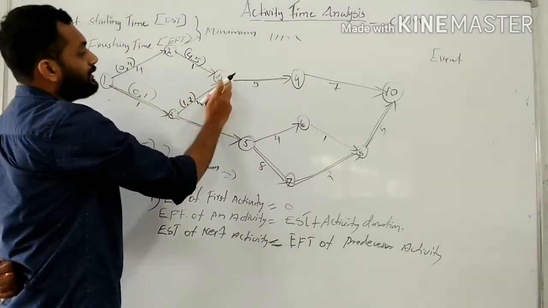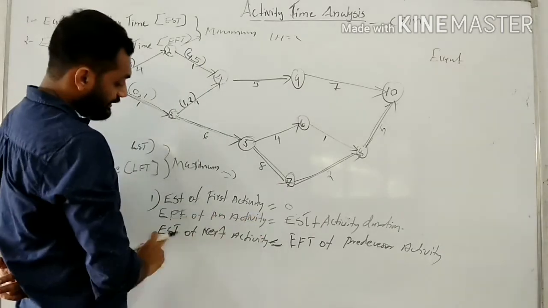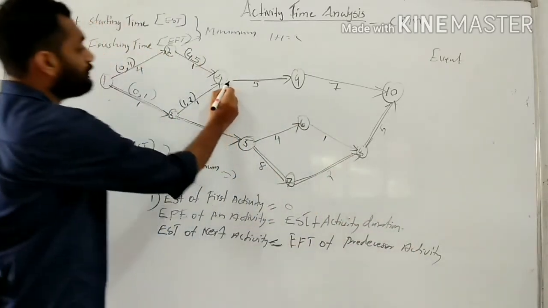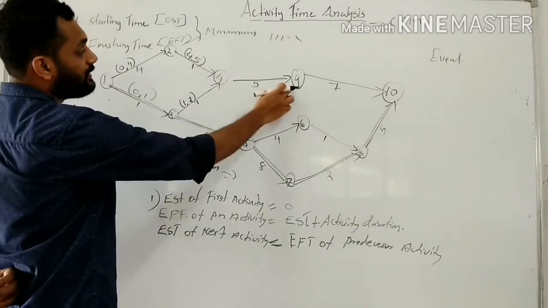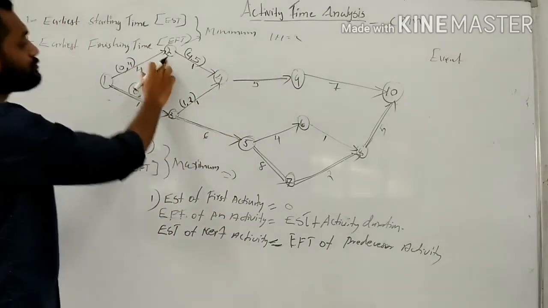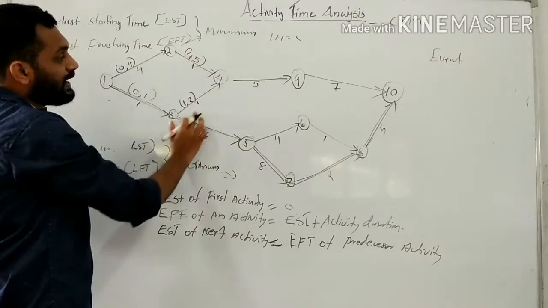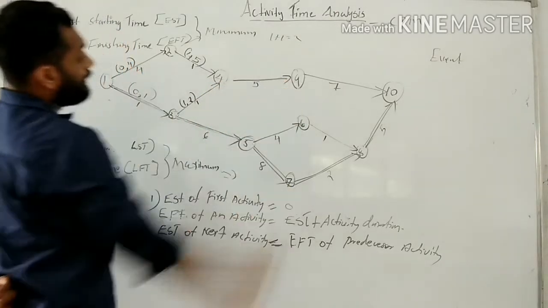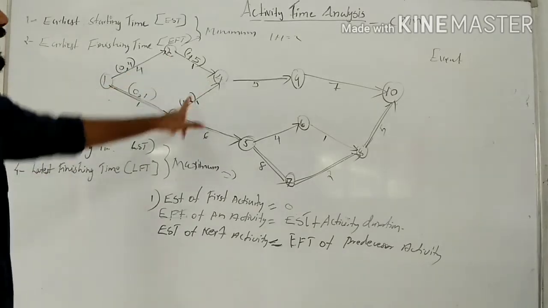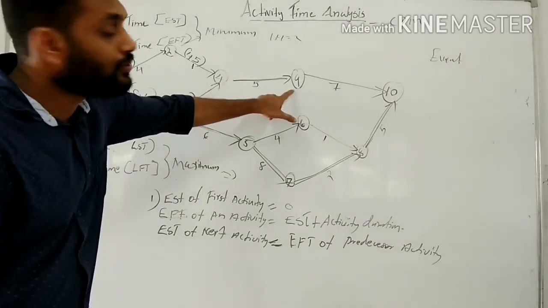ESP of 4 to 9 is the EFT of the predecessor. The ESP of the next activity is equal to the EFT of the predecessor activity. That is, the ESP of 4 to 9 is the EFT of the predecessor activity. There are two predecessor activities for 4 to 9: 2 to 4 and 3 to 4. 2 to 4 and 3 to 4 are the predecessor activities of 4 to 9.